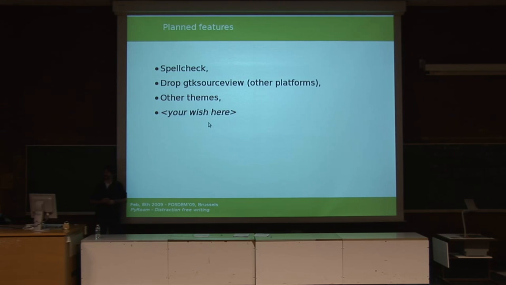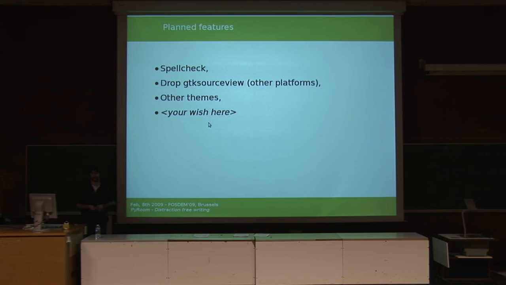Planned features. Spell check. That would be very handy for writers, in order to have the actual spell check in their own language. We want to drop GTK source view because it prevents us from being completely, fully compatible with Windows and Mac OS X. We want to port Pyroom to Windows and Mac OS X, and using GTK source view doesn't help. Maybe other themes, maybe what you want, your wish here.